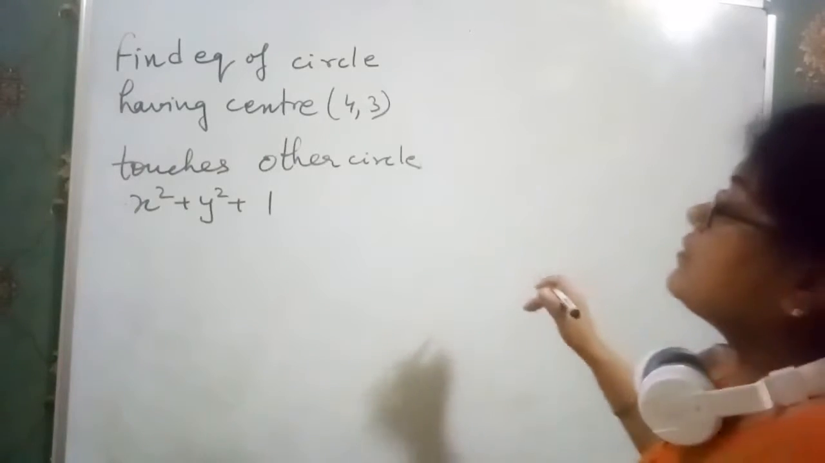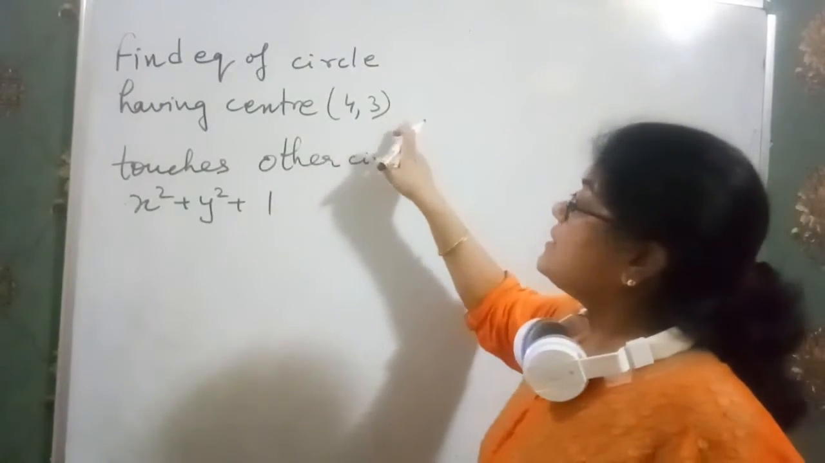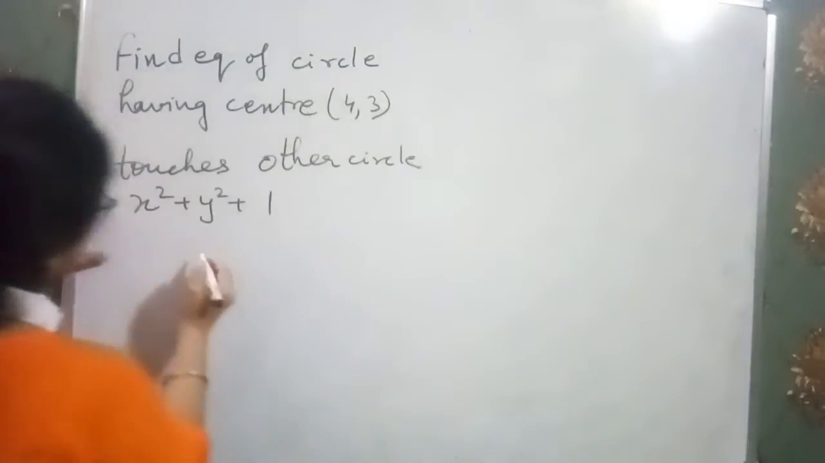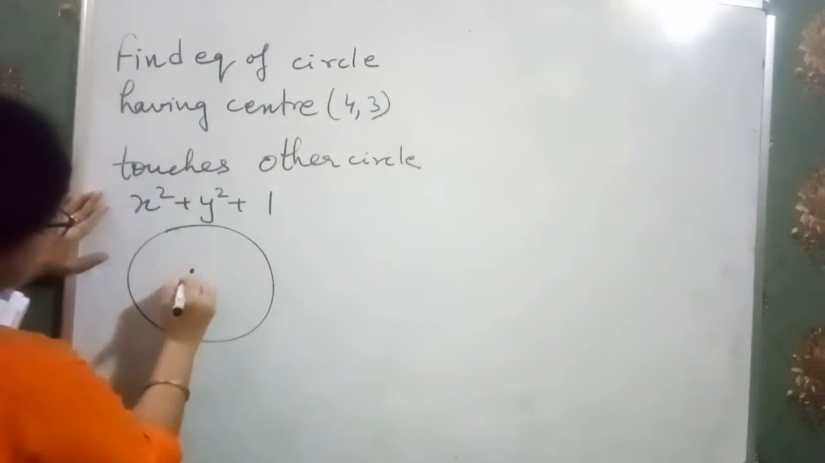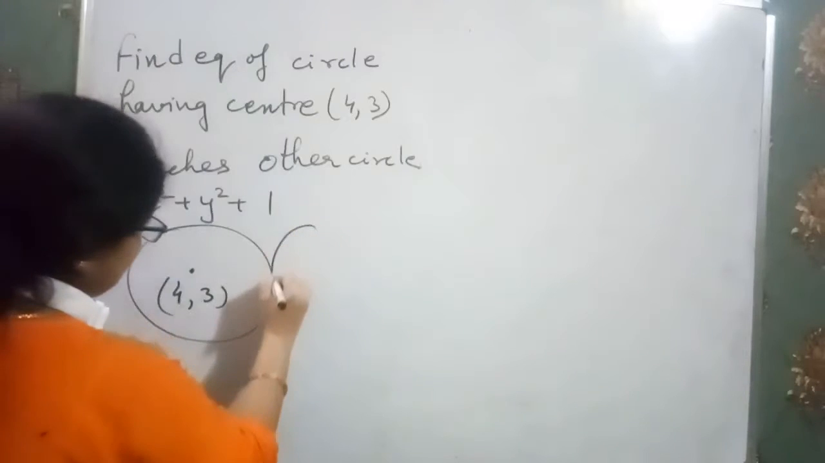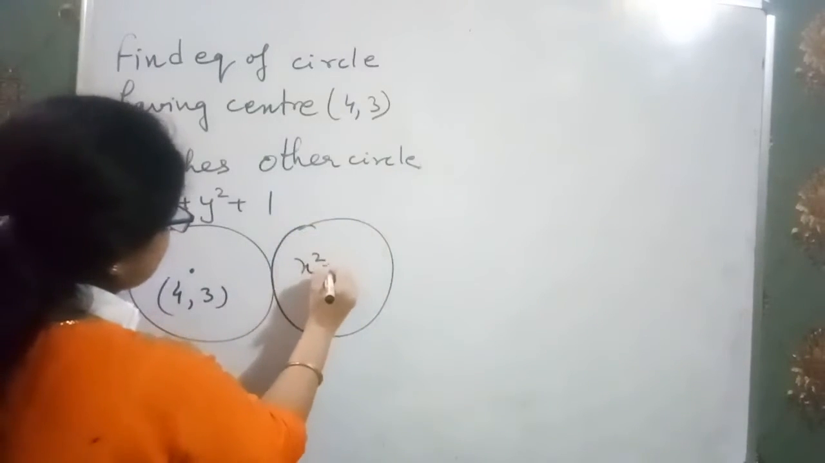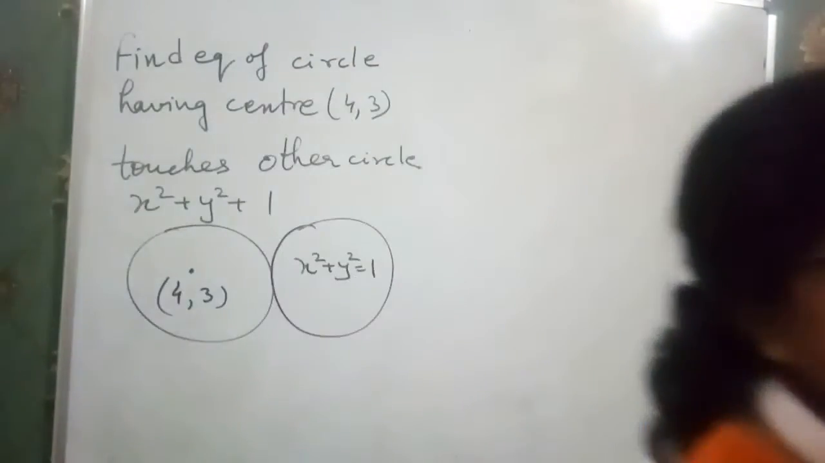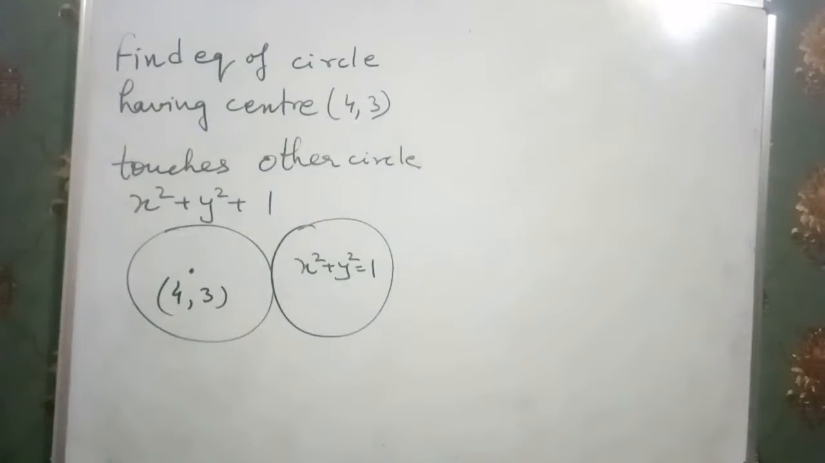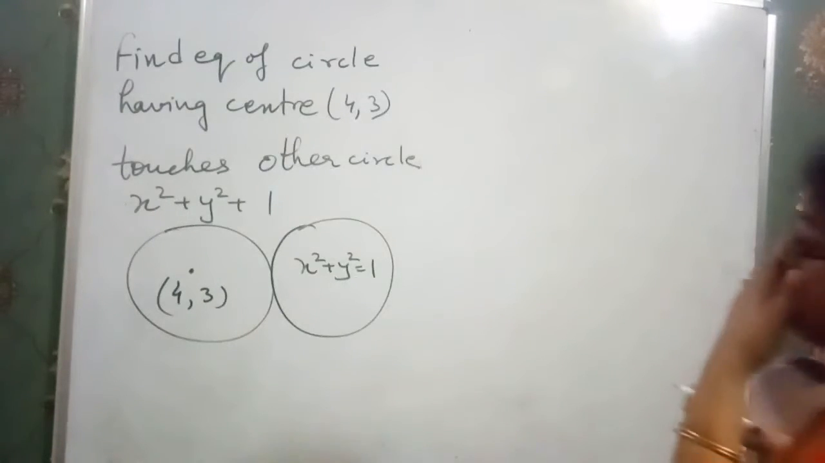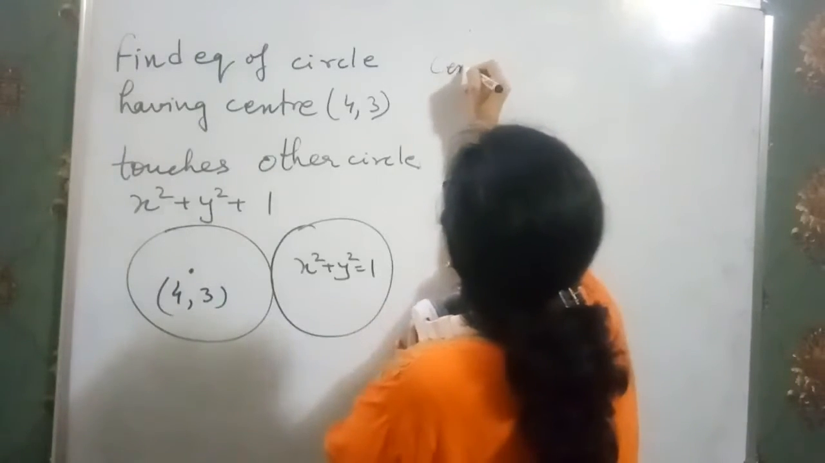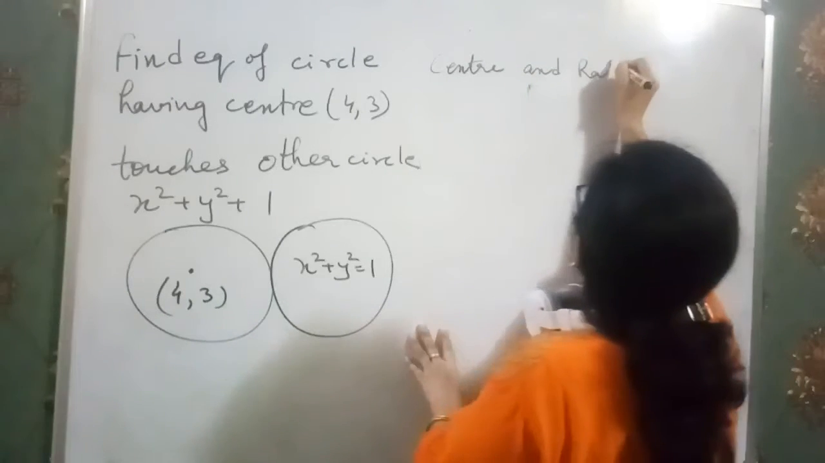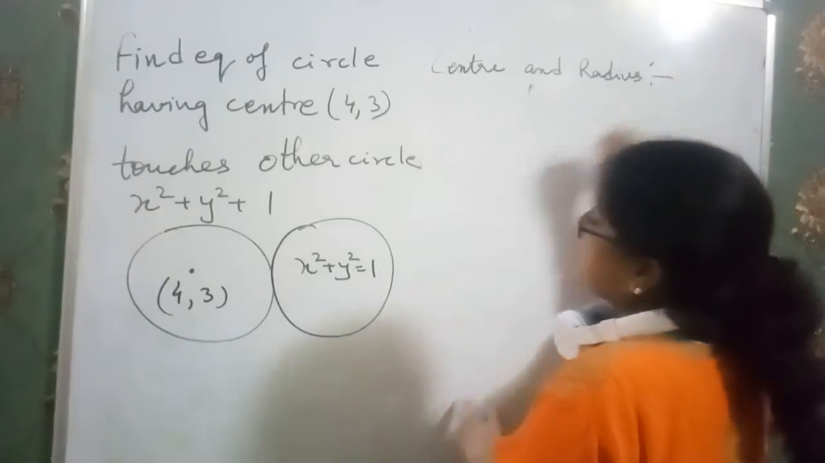We have a question now. Find the equation of the circle having center 4, 3 that touches another circle. That means there is a circle having center 4, 3 and it touches another circle having equation x square plus y square is equal to 1. We have to find the equation of the circle having center 4, 3. How do we do that? We first find the center and radius of the circle which is given to you.